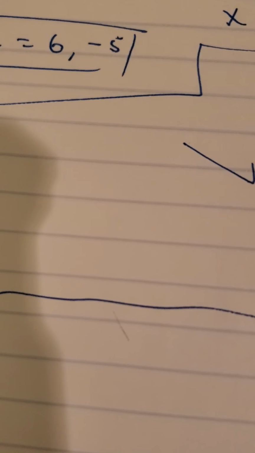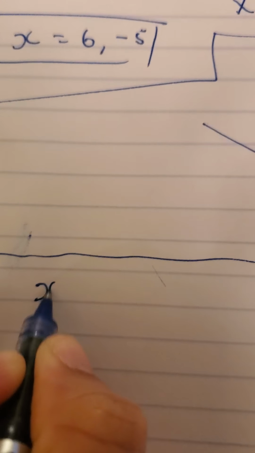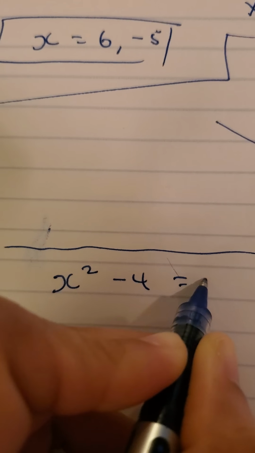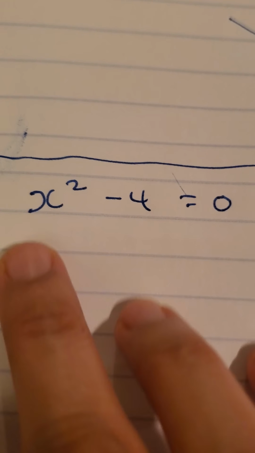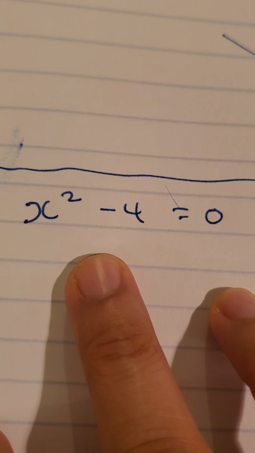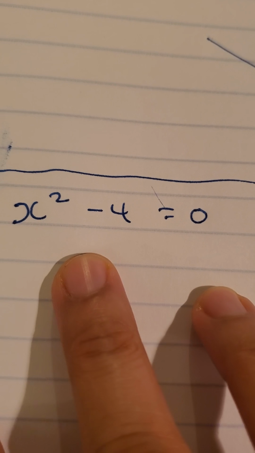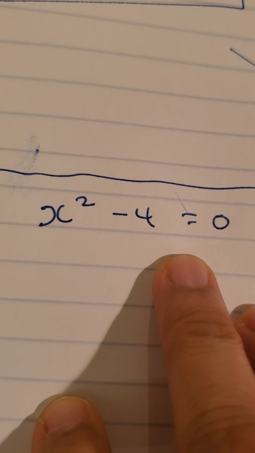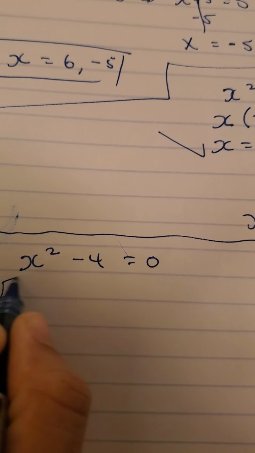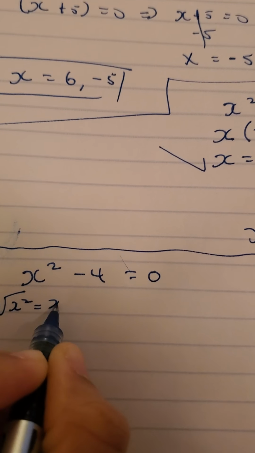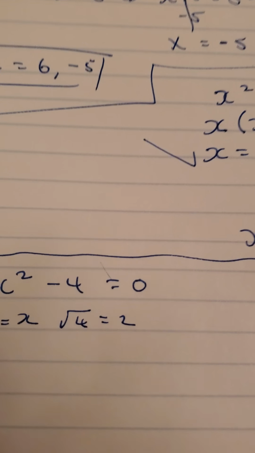Now let's do another equation. Let's do a difference of squares. Here we have x squared minus 4 equals 0. How do we know it's a difference of squares? We have two terms, and it's a difference, and I can find the square root of x squared and 4. The square root of x squared is x, and the square root of 4 is 2, right?